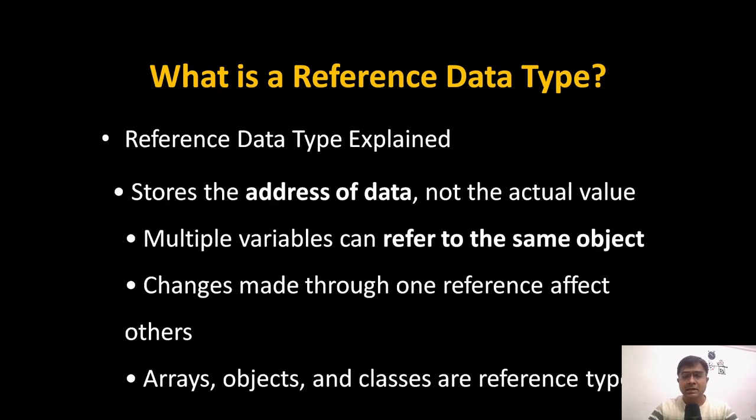So basically, arrays are a reference data type. A reference data type doesn't store the actual data. Instead, it stores the memory address where the data lives. This means that multiple variables can point to the same array in memory, right?